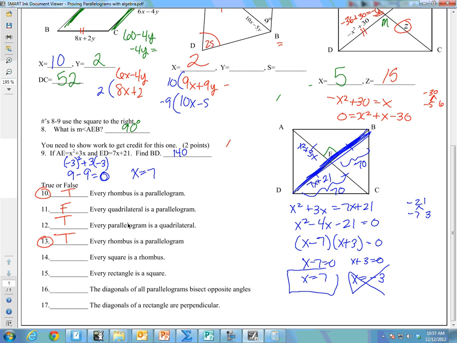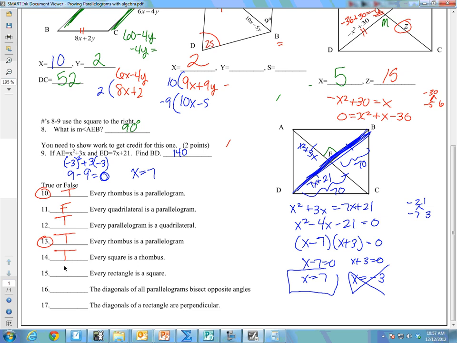They're the same. Every square is a rhombus. That is true. Okay? The definition of a square says it is a parallelogram in which all four sides are congruent and all four angles are congruent. Well, if all four sides are congruent, that qualifies it to be a rhombus as well.